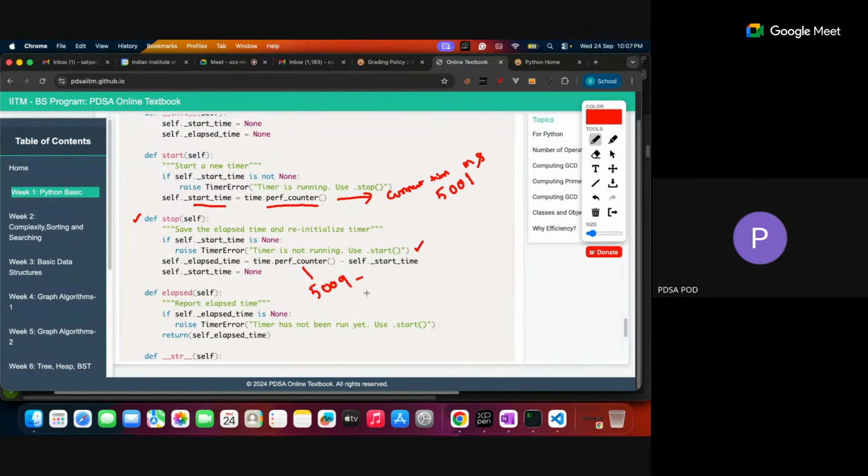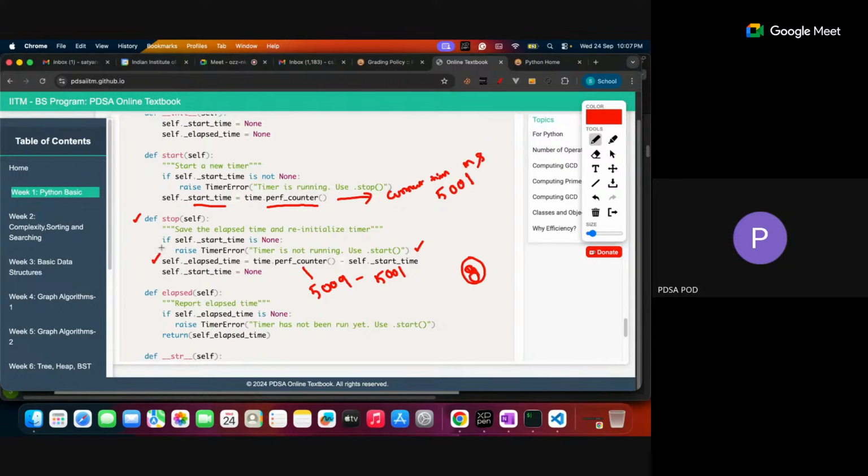What is the start time? 5001. What is the end time? It is 5009. What is the elapsed time? 4. Is it right? Sorry, it's 8. I'm sorry, 8, sir. Yes, 8. So 8 is recorded. This elapsed time is recorded.